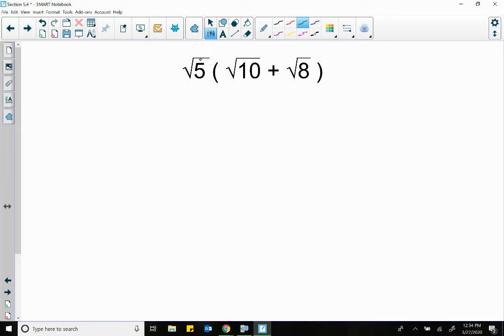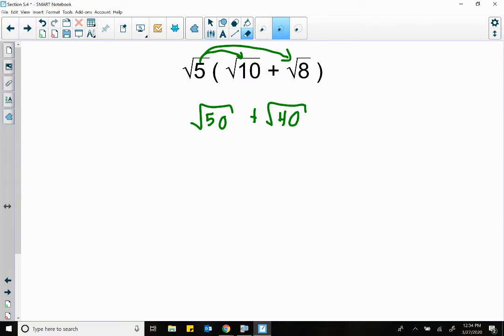Okay. So the square root of 5 can definitely multiply that square root of 10. So that's going to give us the square root of 50. And the square root of 5 will definitely multiply that square root of 8 and give us the square root of 40. Okay? Can these break down? Absolutely. The biggest perfect square that divides 50 is 25. The bad child is 2. Square root of 25 is 5. Square root of 2 stays.